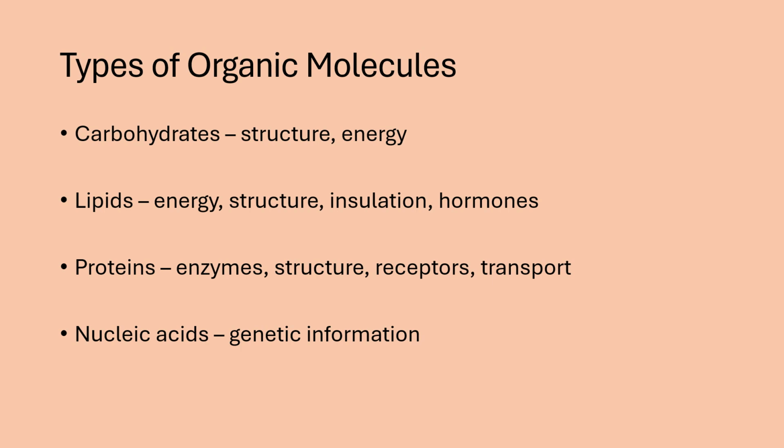So when we're talking about types of organic molecules, there's four main groups of them. You have carbohydrates, lipids, proteins, and nucleic acids. We're going to look at each of these four groups and what they're composed of.